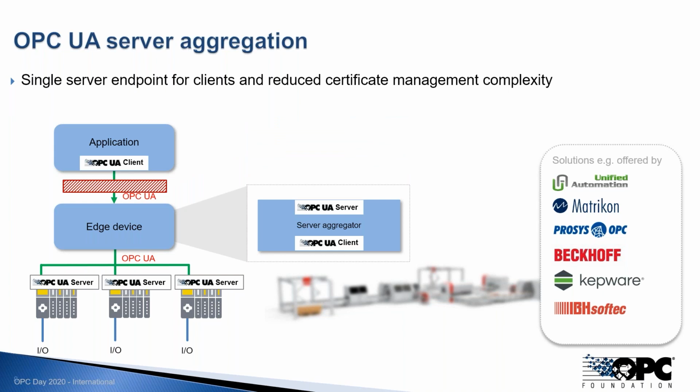This single entry point also reduces the certificate management complexity, because if we have the secured connections to all the PLCs in the machine, then we have the issue that the application at the top needs to deal with all the different setups of the different controllers. If we have one aggregating server in between, then we only need to trust this one certificate. This one certificate then is accepted by the client, and the complete machine could be controlled via this one connection.